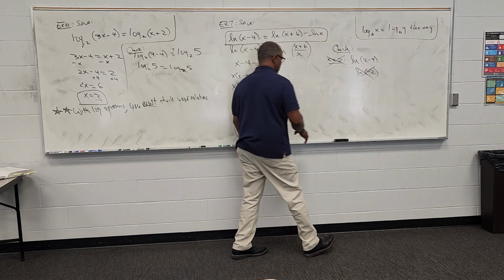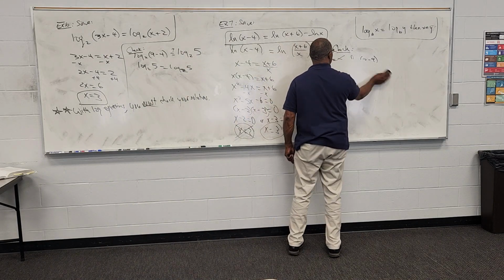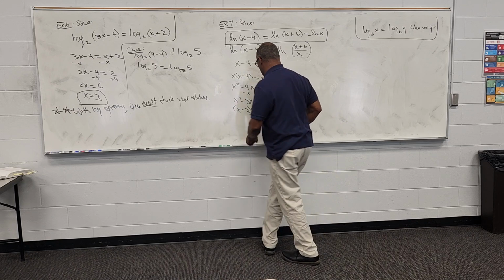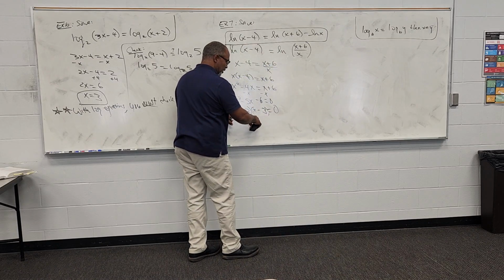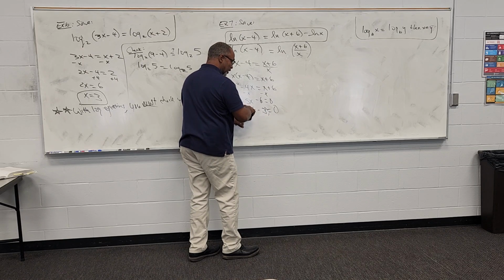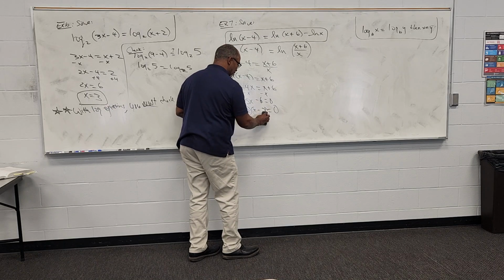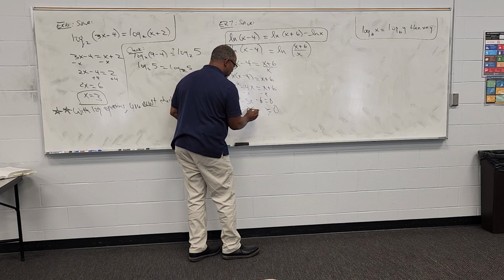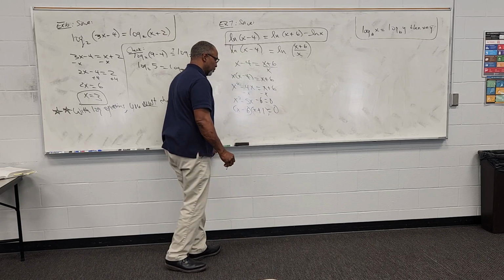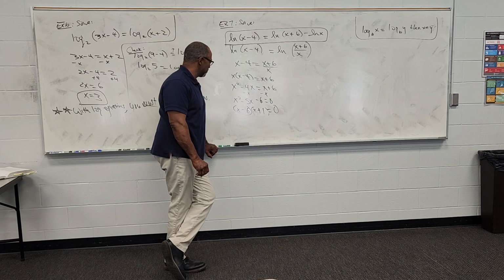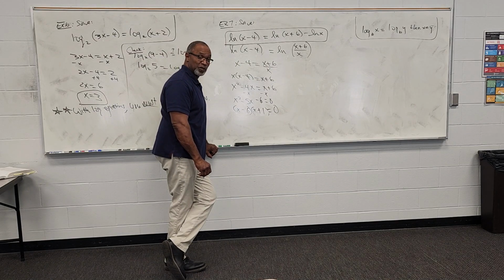I did this wrong. Let me show you. My factorization is wrong. x times x is x squared. The outer product would be negative 3. The inner product is negative 2. That's negative 5x. But a negative times a negative would make a positive 6 and not a negative 6. So my factorization was wrong. So I should have had minus 6 plus 1. Now the factorization is correct. I'm sorry, I should have had x minus 6 and x plus 1.